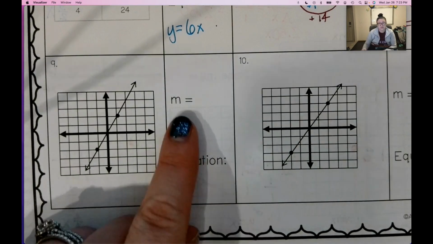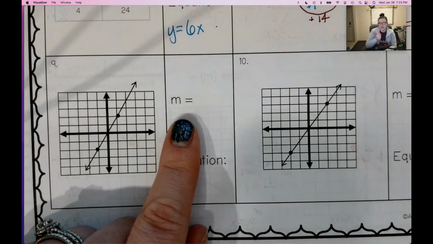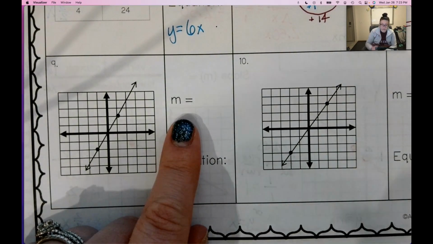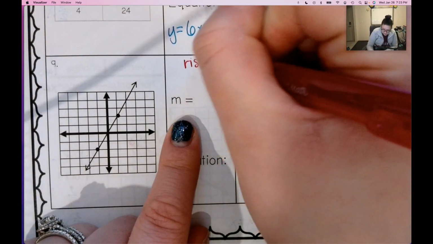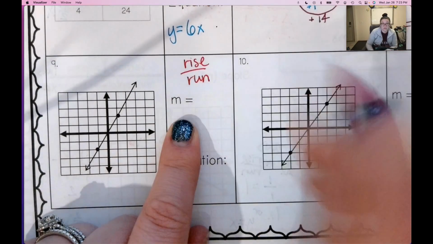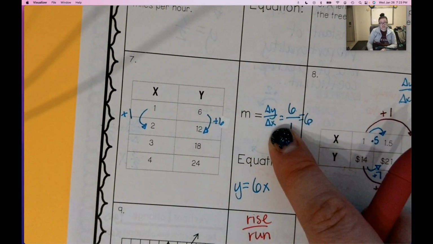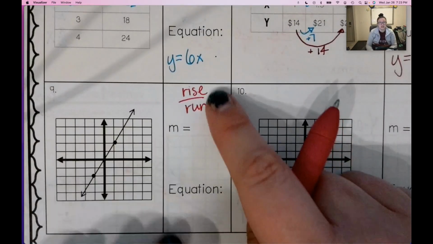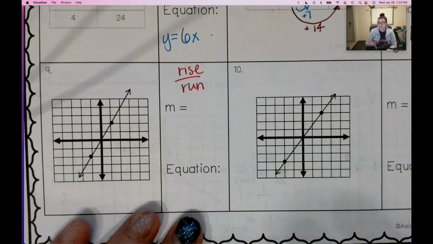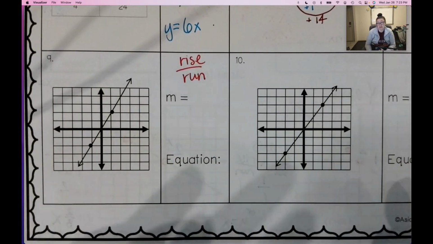So, how do we find slope on a table or on a graph again? Graph is rise over run. Our table was delta y over delta x, change in y over change in x. Here it's rise over run. Same thing, we just say it differently because they look different.